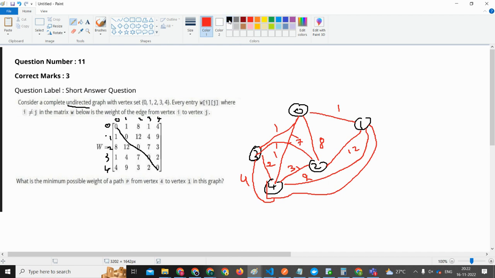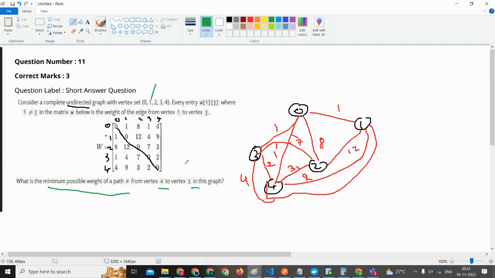So we need to draw the graph accordingly. Then after that, what we are supposed to do is find the minimum possible weight of the path from vertex 4 to 1. Starting from 4, you need to go to 1. So how do you do that? Draw the shortest path.